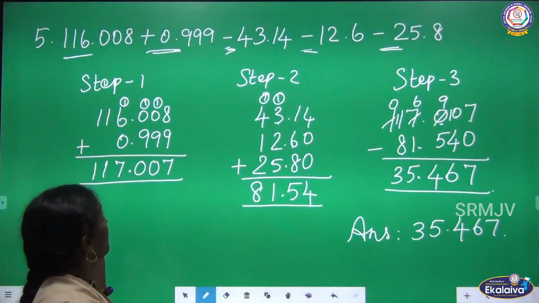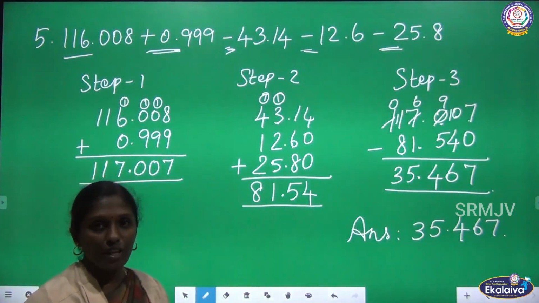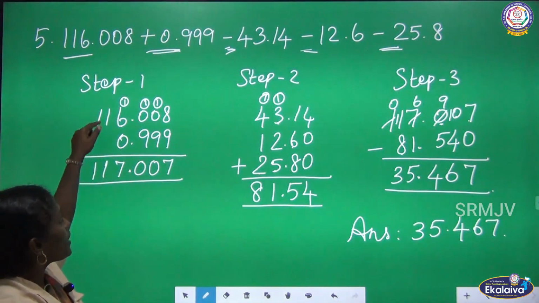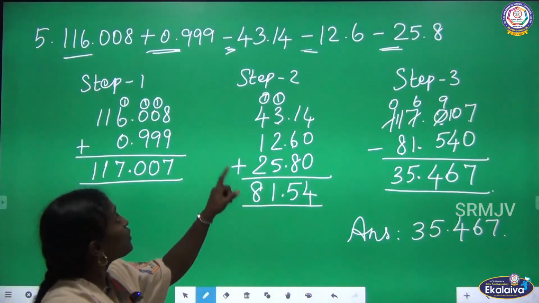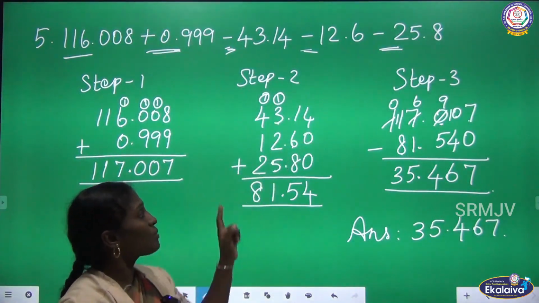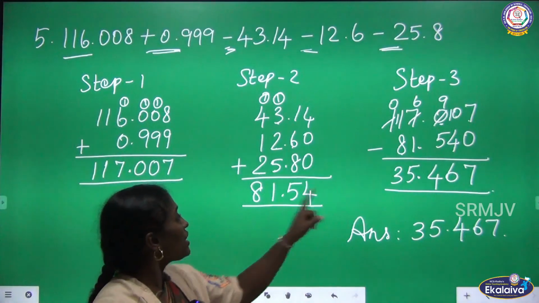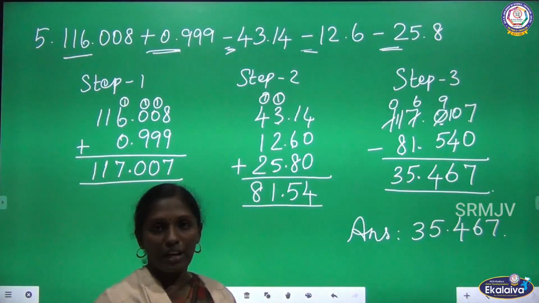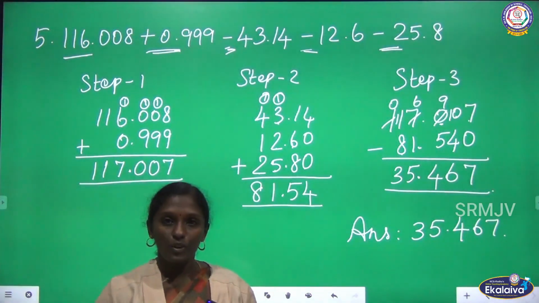While we are having addition and subtraction in the same problem, in step 1, we have to do the addition. In step 2, we are adding the numbers which are having minus symbol. In step 3, we have to subtract these two answers. Is it clear? Hope you all understand.